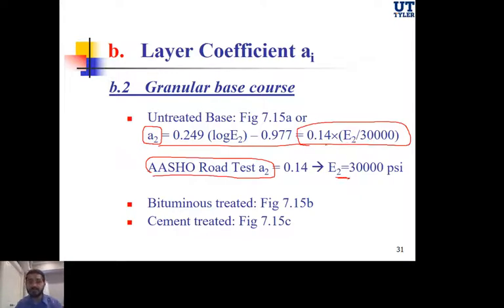So really, any layer now that we try to characterize, we compare it to this layer that was done back then. So if it's more than 30,000, we're going to divide it by 30,000, multiply it by 0.14. If it's less than 30,000, divide it by 30,000. So it's a ratio comparing it to the original granular base course that was done back then. For bituminous treated, we have another figure, figure 7.15b. For cement treated, we have 7.17c.